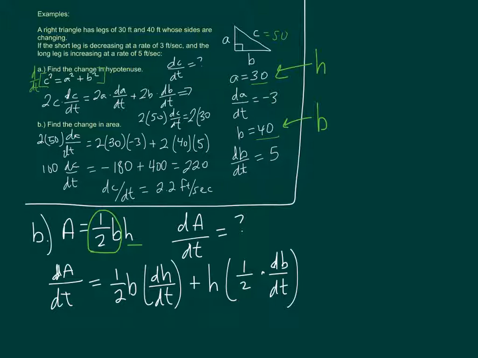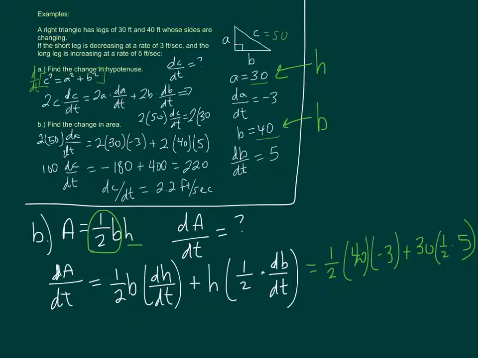We can just plug in here then what we know. So this is going to be 1/2, the base, which is 40, times the change in height, dH dt is going to be -3, plus the height, which is 30, times 1/2 times dB dt, the change in the base was increasing at 5.